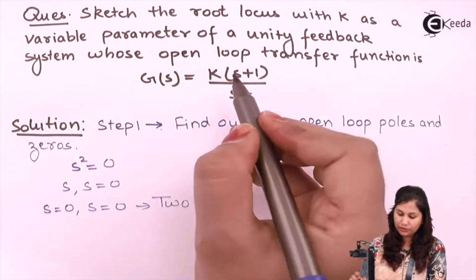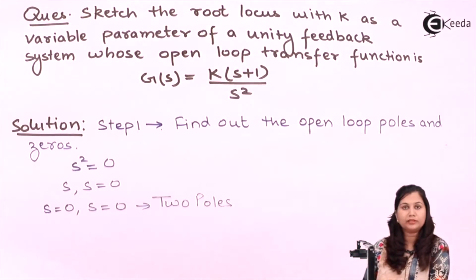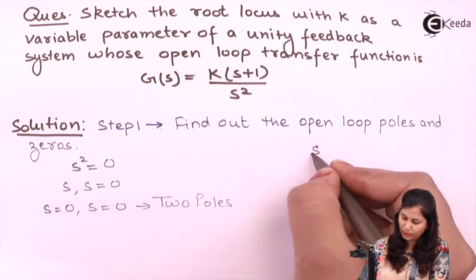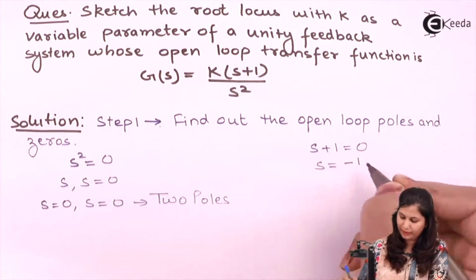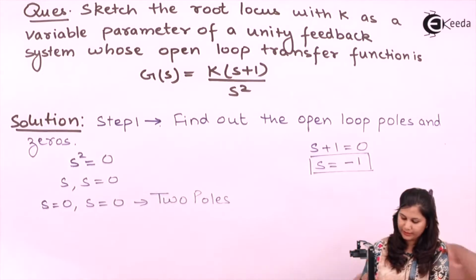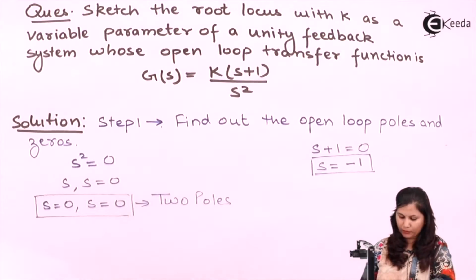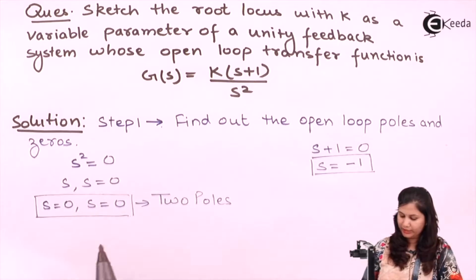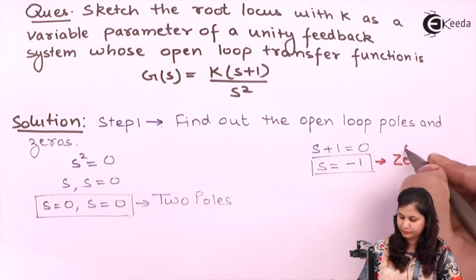Now to find out the zeros, we have to equate the numerator polynomial to 0. So s + 1 = 0, and it will be s = -1. So s = -1 is our one zero. These are the two poles, and this is our one zero.